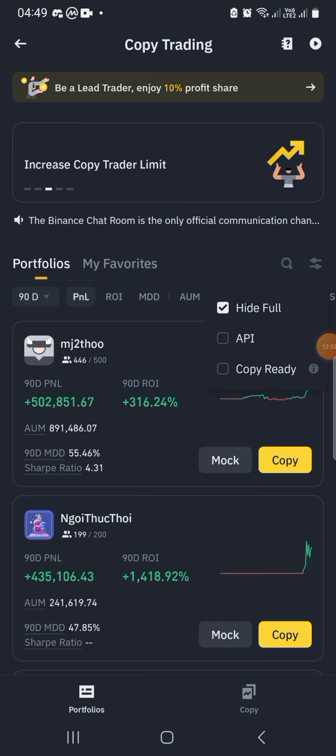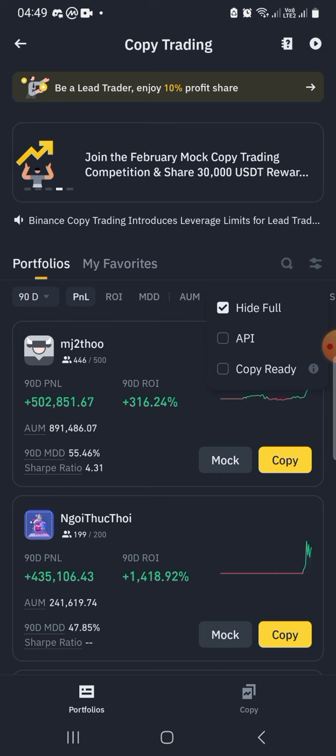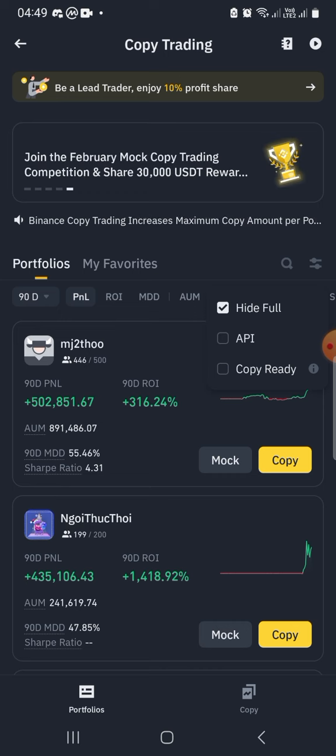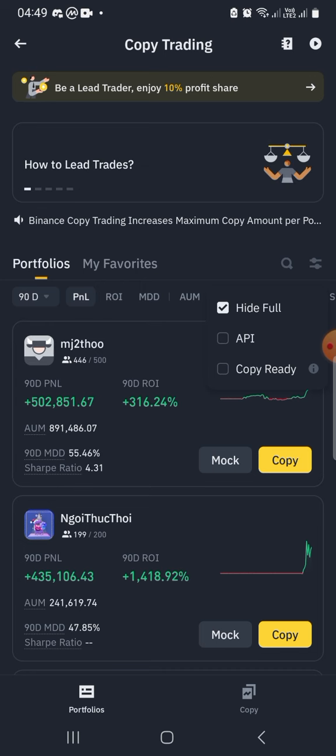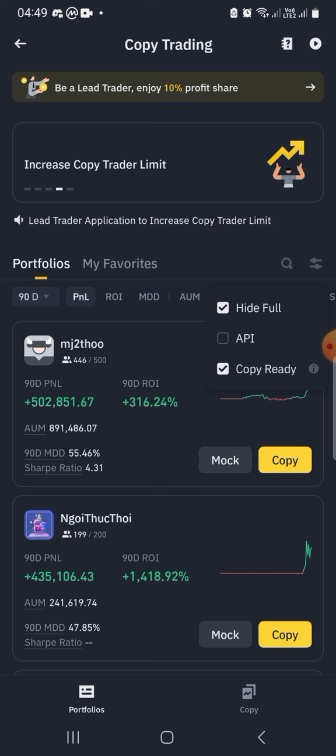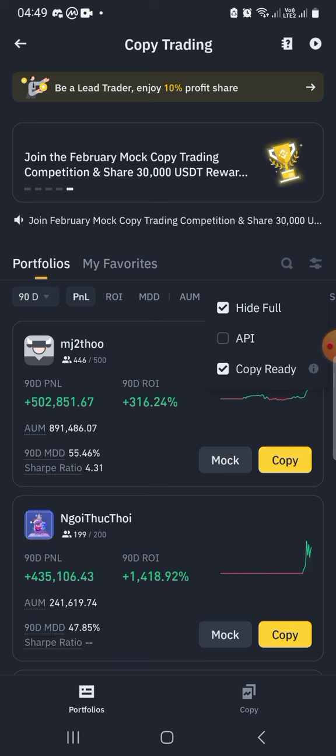Then we have API. So the APIs are basically traders who have enabled API trading, like probably they use bots. And then we have copy ready. Copy ready means that they are going to show you traders whose minimum is below your balance, right? So maybe let me just do a copy ready. It's very good if you always enable this, so that whoever you are choosing, you are not going to have high hopes after checking the person's profile, just to know that you will not be able to start copy trading because you don't have enough balance to do that.